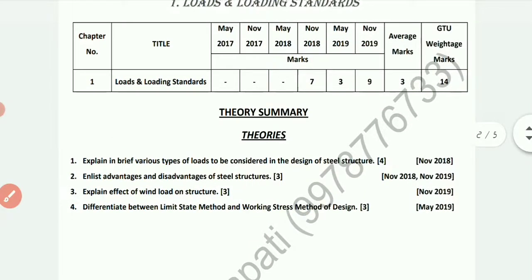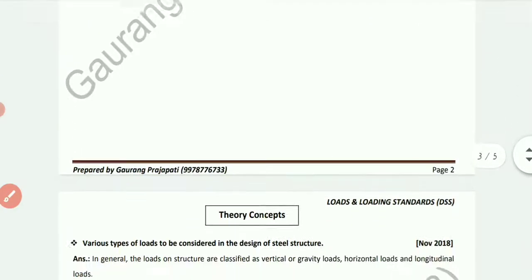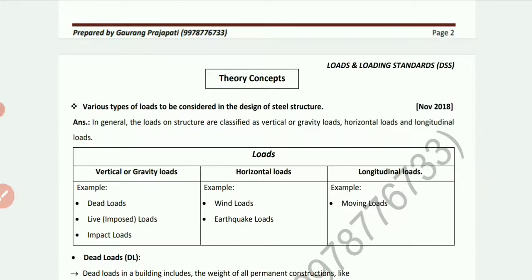Now this is the theoretical criteria which has been asked in the exams. There are 4 theories which have been asked in the previous exams, which we will cover in this video. So let's start the discussion with the first question: state various types of loads to be considered in the design of steel structure.